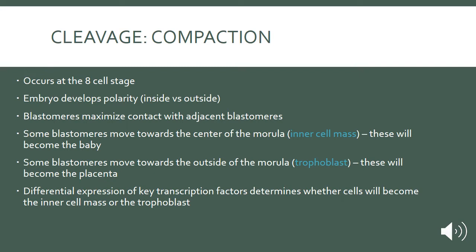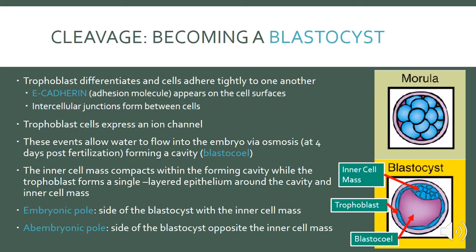Certain transcription factors are expressed in certain regions of the embryo and not in others, creating this sort of pattern. Now, after that, the morula is going to develop into a blastocyst, okay? And that involves creating a certain level of polarity within the embryo.